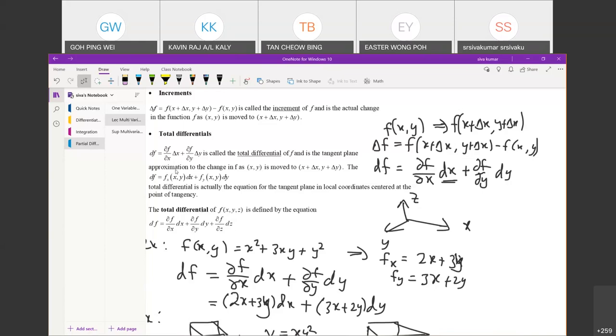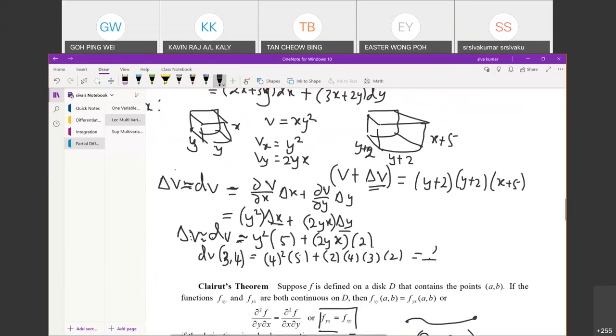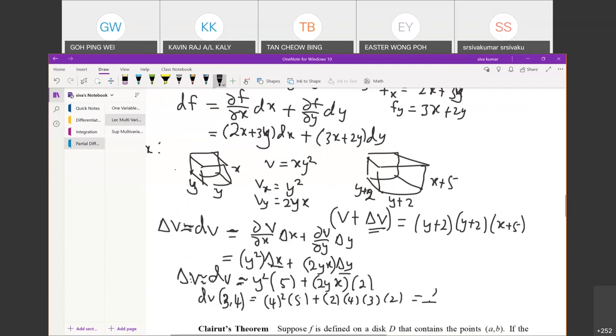Doctor, I'd like to ask about the DF1 just now. There's a part where you were asking about the volume of the box, right? If we do want to use the change with the 5 value, can we integrate the whole thing? Integrate? No. In this case, we never integrate anything.